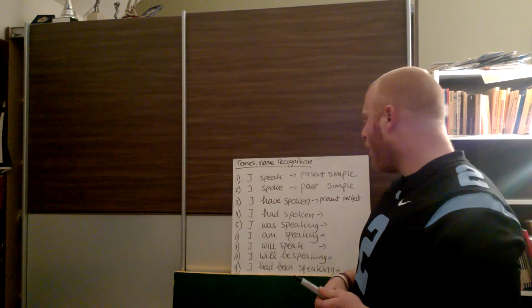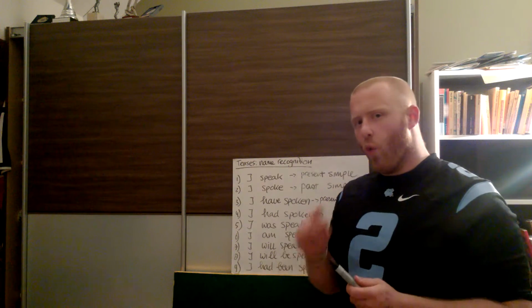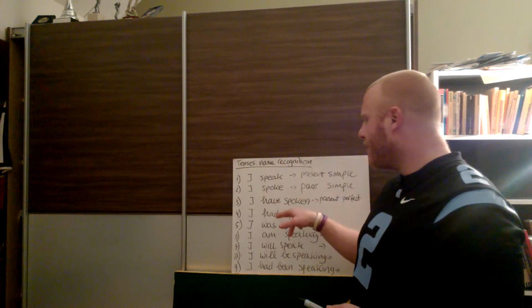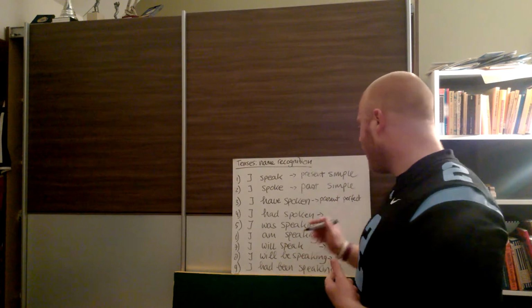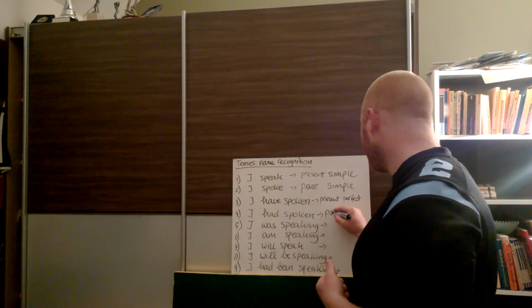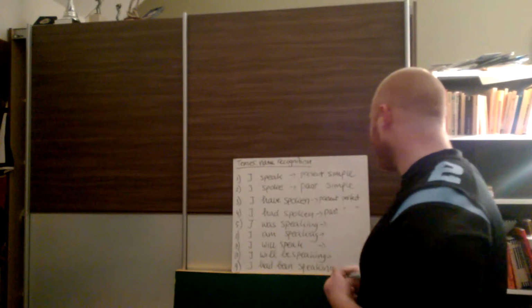The same goes for number 4. Same situation, one minor difference. We go from have to had, but it's still a perfect combination because spoken is the past participle. So we go from the present perfect to the past perfect.